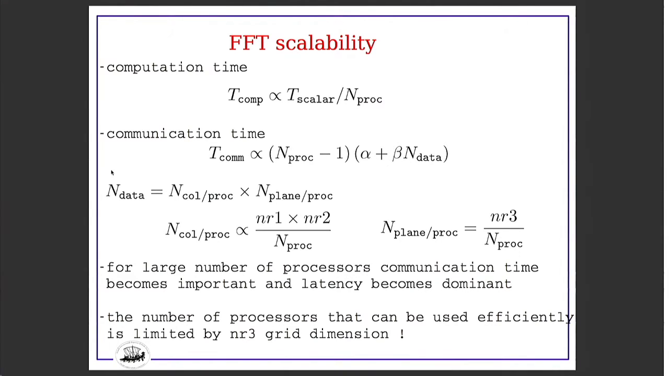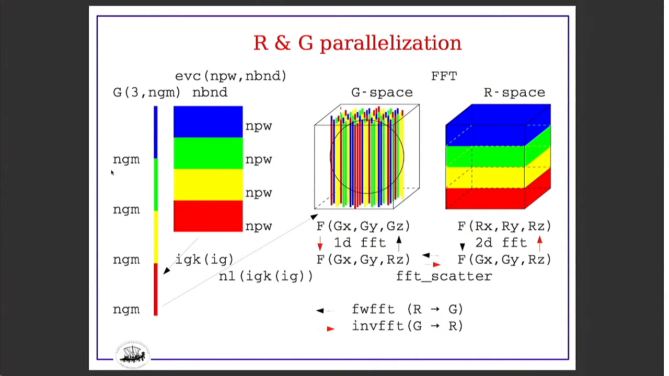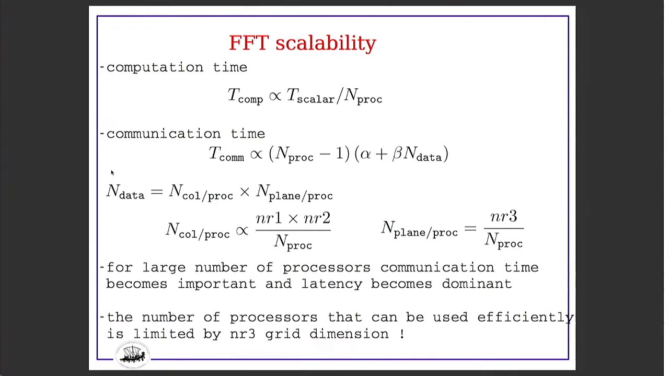But another problem that we have is that the way things are organized, we need to distribute planes of the wave function or the density or whatever. So the number of processors that we can use efficiently is limited by the number of planes, by the third direction of the grid.